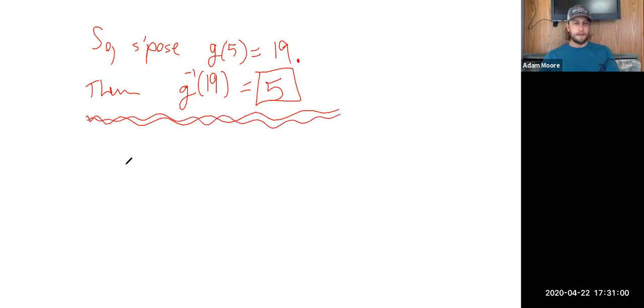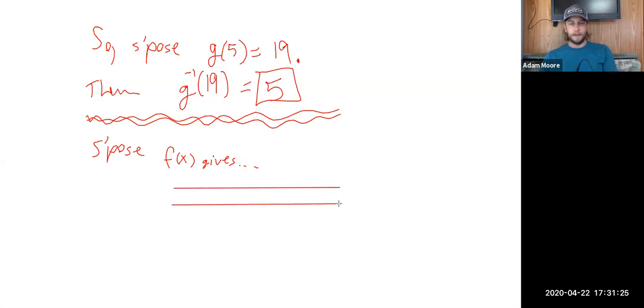Sometimes you'll see this also. They'll be like, okay, suppose you have an f of x that's defined as follows. F of x gives, and they don't give you an equation to define it, but they just give you a chart of the ins and outs of it, you know?